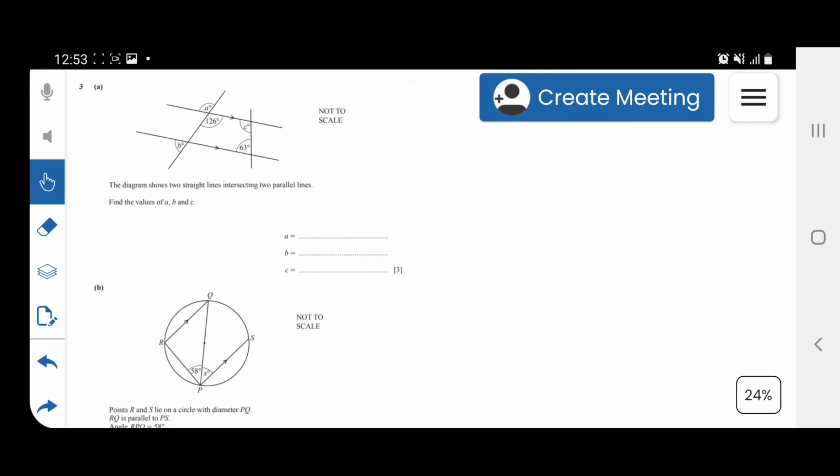If you see, A and 126 are vertically opposite to each other, and we know that vertically opposite angles are always equal. So here we can say that A and 126 are equal. You can write A equals 126 degrees, and the reason is vertically opposite angles.